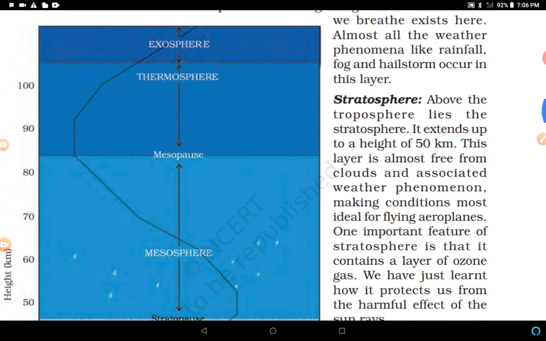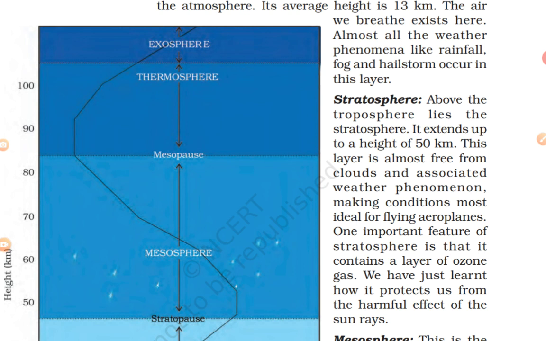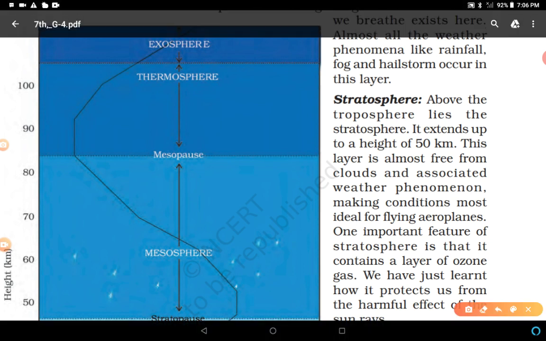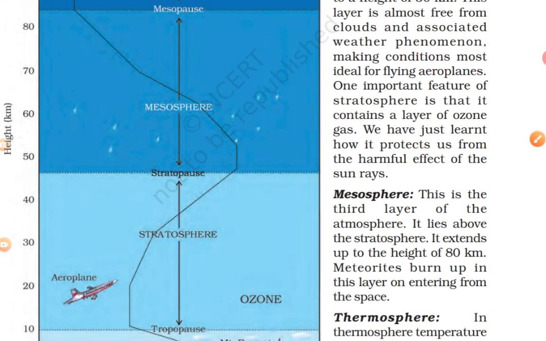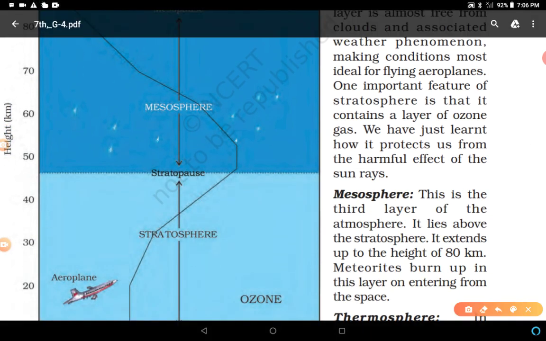Now we will discuss the stratosphere. This is the second layer, the stratosphere. Above the troposphere lies the stratosphere. It extends up to a height of 50 kilometer, where the stratopause separates the stratosphere from the upper layer. You can consider this is the stratosphere and this is the mesosphere, and the stratopause separates the mesosphere from the stratosphere.